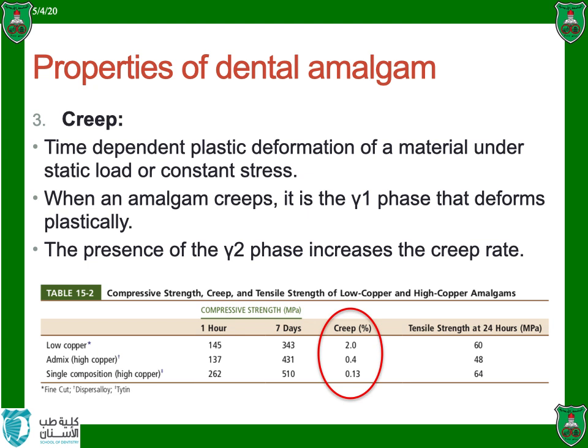فمن الجدول تقدر تلاحظوا أنه low copper الكريب percent تبعته 2%. إذا مذكرين اللو كبر في عنا جاما 2 فيز، فعشان هيك هو أكثر ماتيريال نسبة الكريب فيها عالية مقارنة بالأدميكس والسنجل كومبيشن هاي كبر أمالغم. You can see that the creep percent is between 0.4 to 0.30. Okay.